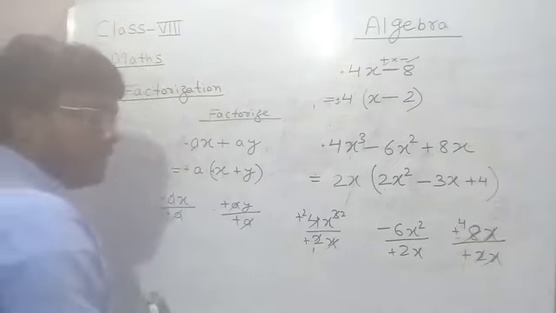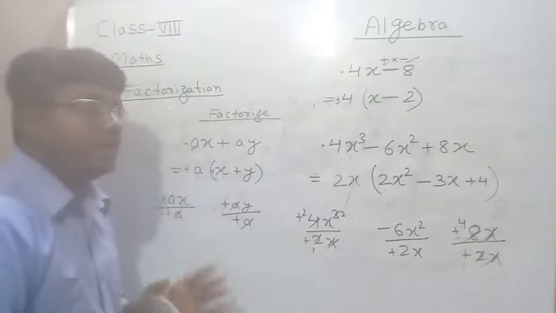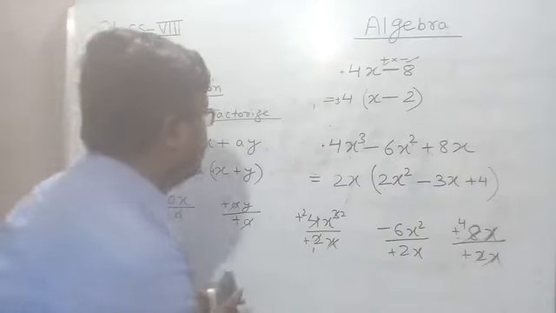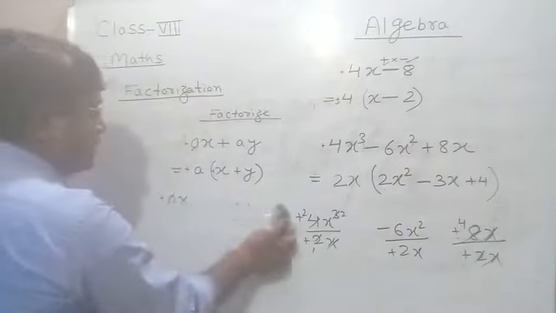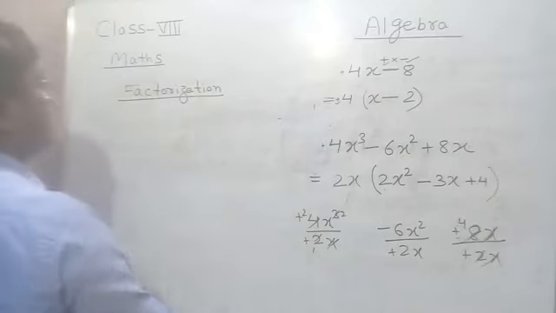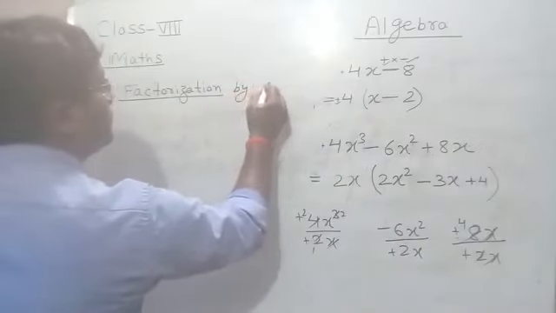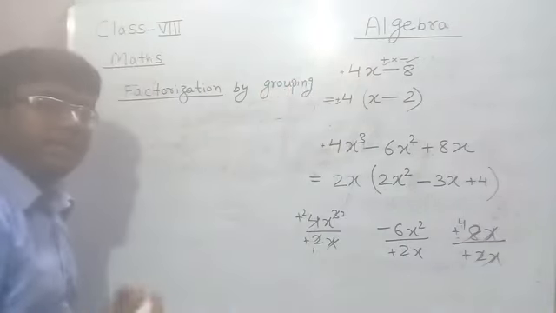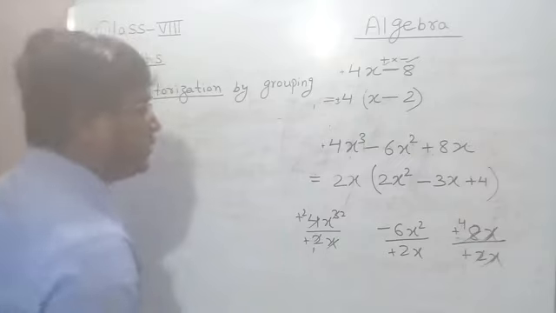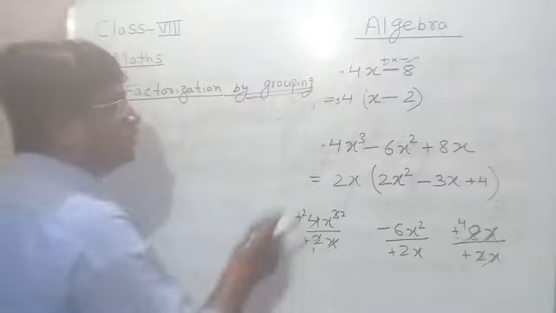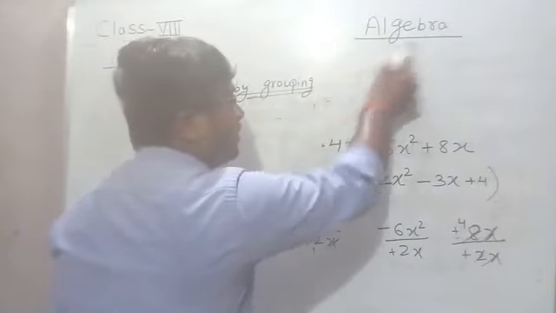So our next type of factorization may be factorization by grouping. In factorization by grouping, we will make groups. Here we have done the factorization by taking common in all. Now the next type of factorization is factorization by grouping. To make you understand this, I will give you one example.